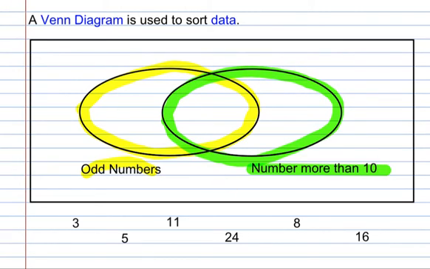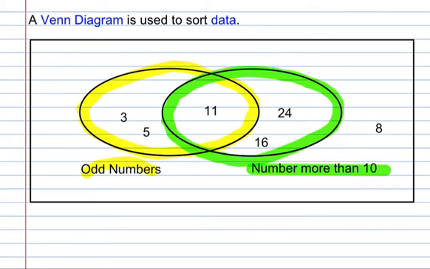And now what we're going to try and do is place the numbers in the correct position. Well, we'll place the 3: it is an odd number, and it's not more than 10. The 5 is an odd number, not more than 10. 24 is a number more than 10, but it's not odd. 16 is a number more than 10, but not odd. 11 is a number that's odd, and it's more than 10. So 11 goes in this middle area here, that's in both the odd numbers set, and it's in the numbers more than 10 set. And then finally we're left with the number 8, which doesn't go into either set. So what we do is we put the number 8 outside them.